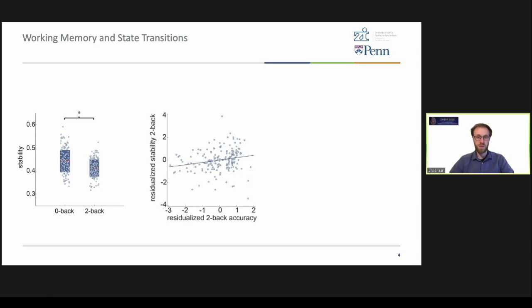We then looked at how the brain transitions between those two different states and found that the control energy, so the effort it needs to steer from one state to the other, is also enhanced if you want to steer from the cognitively less demanding state to the more demanding state. So the 0 to 2-back transition requires more control energy than the opposite transition.